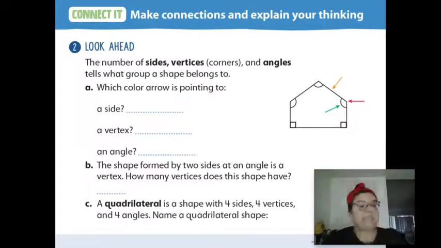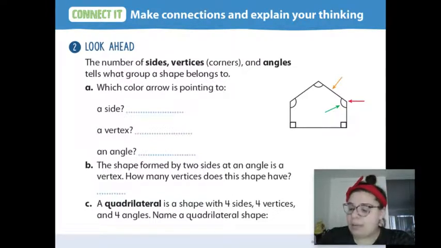And finally, C. Whoa, remember I told you we were going to learn a new word today? A quadrilateral. That's a fancy word. Do you see how that word is bolded? When we're reading and we see a bolded word, it's important. So that word is quadrilateral. You say it, quadrilateral. Let's read what it is. A shape with 4 sides, 4 vertices, and 4 angles.